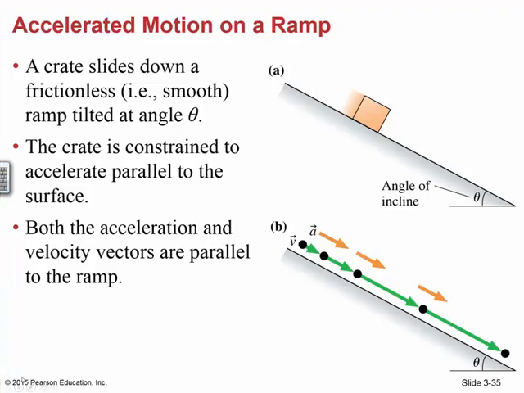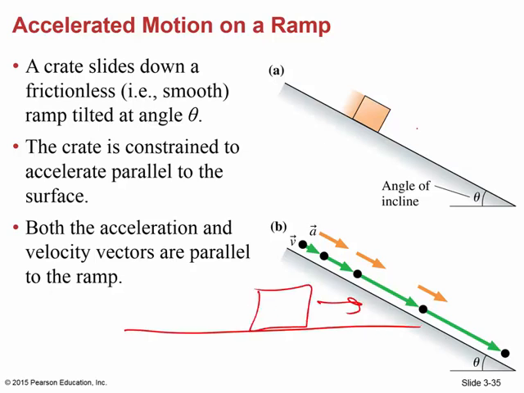When we look at motion on a ramp, anytime you put something on an incline and tilt it, motion on a flat surface is easy to solve. But motion on an inclined surface, well, guess what? Things change, don't they? The value of the acceleration and the value of the velocity will change. Why? Because of the angle, because of the components of the motion.